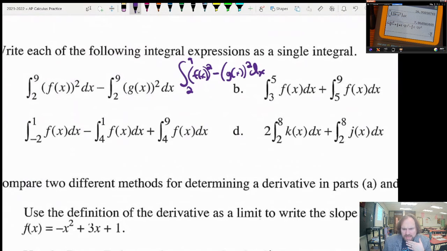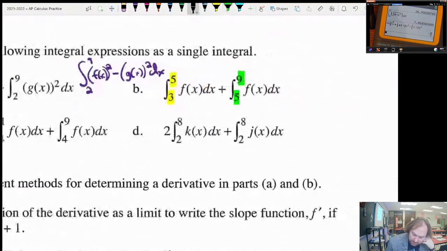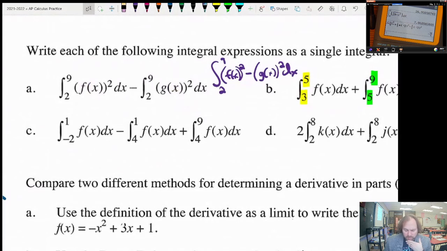For question B, we're going from 3 to 5 and then again from 5 to 9. So we can easily just combine these together into one integral going from 3 to 9 of f of x dx. Pretty simple.